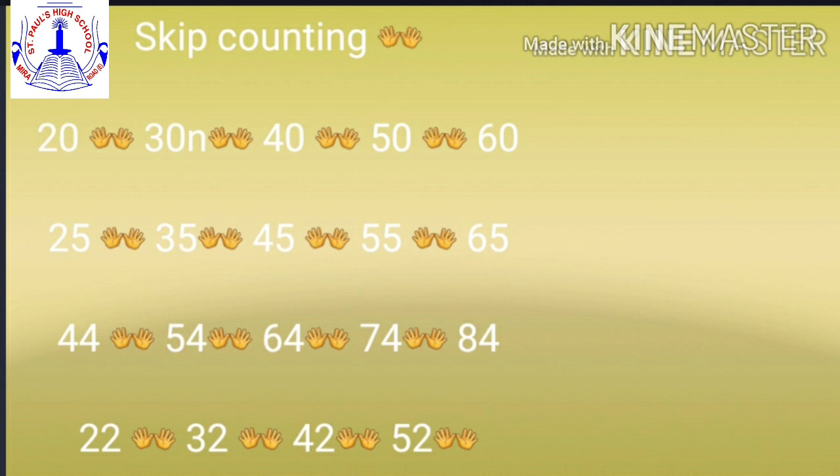52, children. 2 you will write as it is in ones place, and after 4 which number comes? 5. So 5 you will write below tens, and your number will become 52, which you will write as answer, children. Understood how to write the answer in skip counting 10?